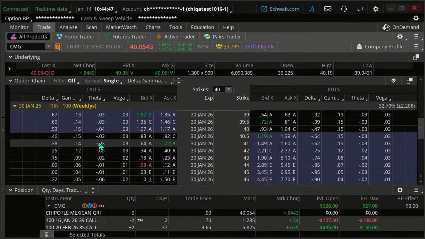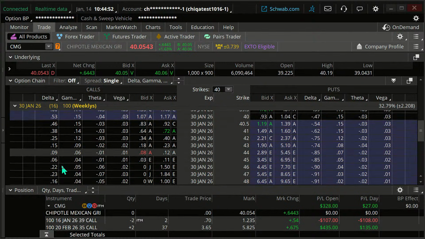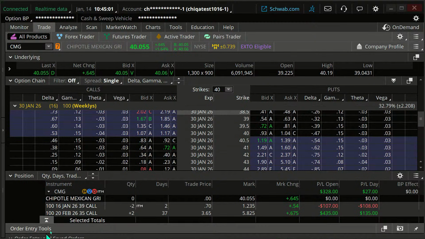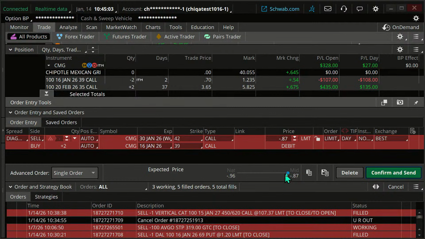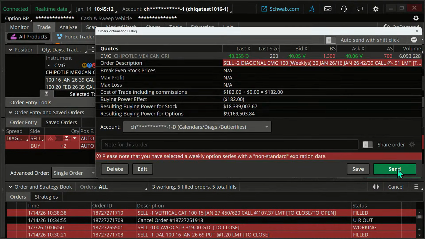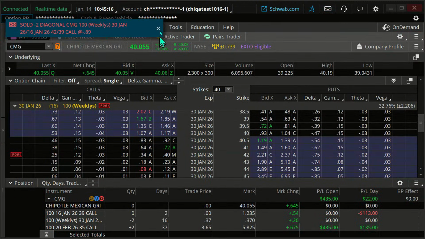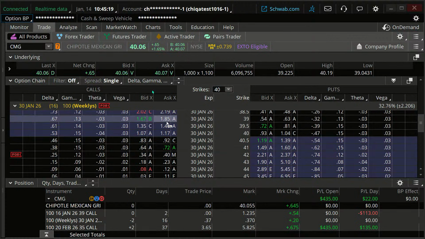So I'm going to go to that 42 strike. Hold on. Did I do that right? I think I got my strike wrong. No, that's right. 42 strike. Okay. Let's go here. All right. And we're rolling this trade right here. And we're going to confirm and send. And we're going to send this order. Okay. So we just rolled it. All right. So there we go.